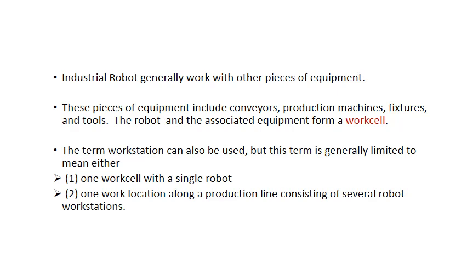Industrial robots generally work with other pieces of equipment. These pieces of equipment include conveyors, production machines, fixtures, and tools. The robot and the associated equipment form a workcell.